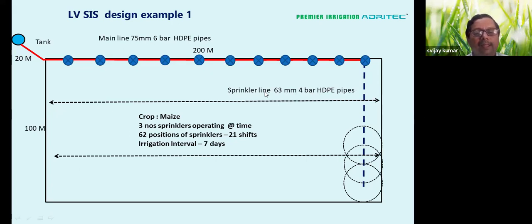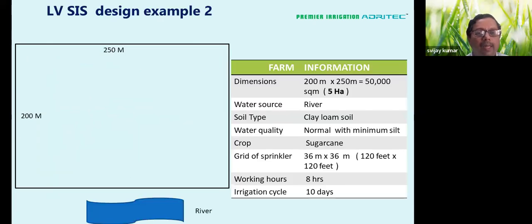So you know that 75 millimeters can go up to say 25,000 liters per hour, and 63 can go up to about 12,000 or 14,000 liters per hour. So within that operating range, you will have to actually select the sprinkler, and then you have to make out this design. So this completes the assignment of the first part, that is the simple one, the mini rain gun. Now let us look at the second example where it's a much bigger plot.